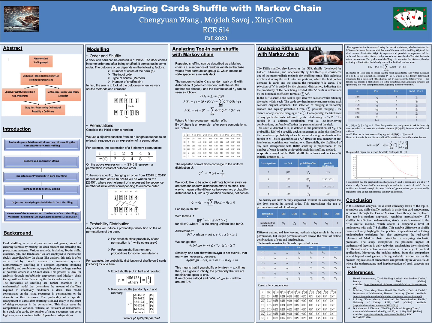To be more specific, changing an order from 1, 2, 3, 4, 5 to 2, 3, 4, 5, 1, as well as from 3, 5, 2, 4, 1 to 5, 2, 4, 1, 3, will both be written as pi equal to 2, 3, 4, 5, 1, where each element of pi represents the sequence number of the initial order corresponding to the outcome order.